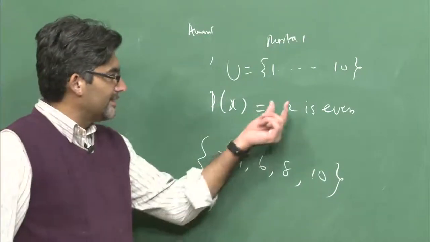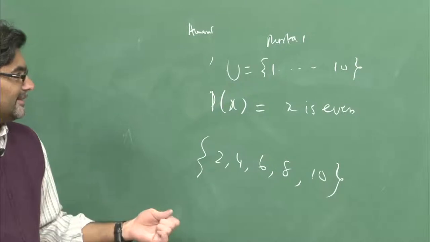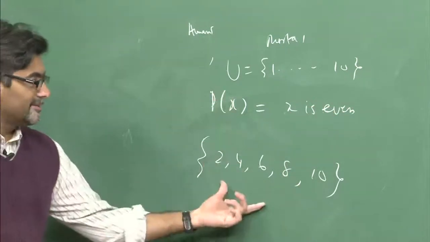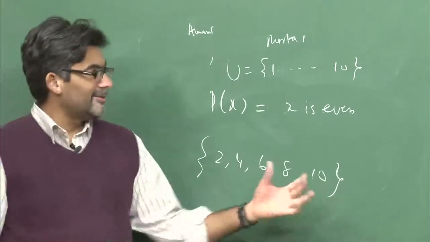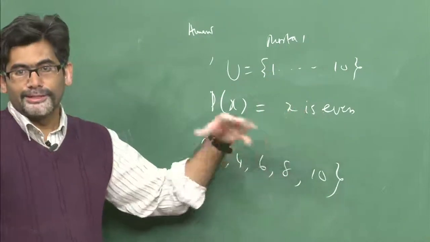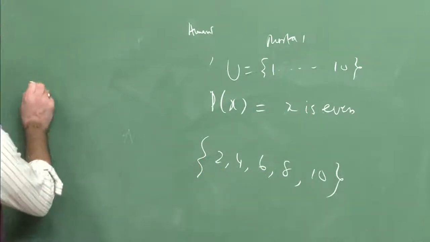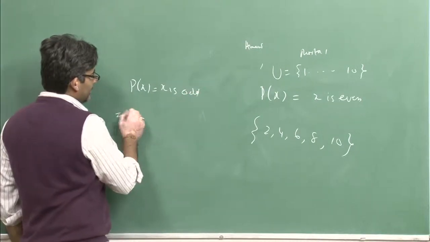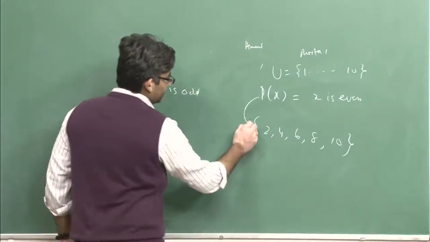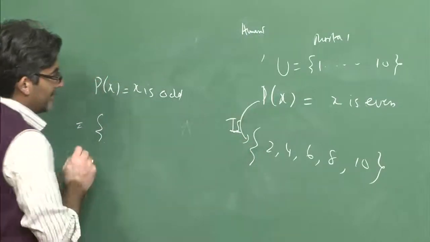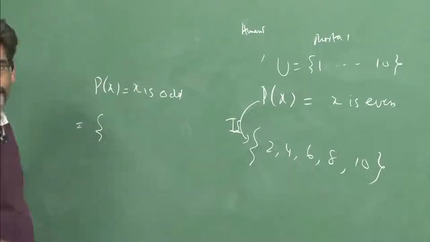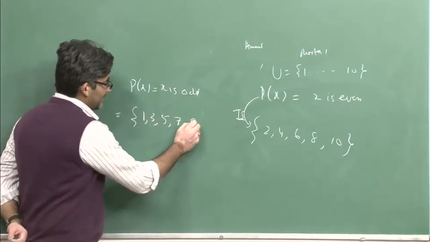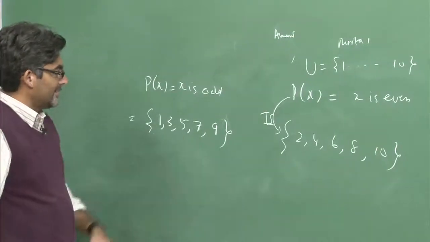So when a particular predicate P(x) satisfies a property, for example x is even, then this is considered to be the truth set. 2, 4, 6, 8, 10 all satisfy the property that x is even. For example, if the predicate is x is odd, then that set is considered to be the truth set of this one. Suppose you take the predicate as x is odd, then all these things will come into x, 7 and 9, and that's it.